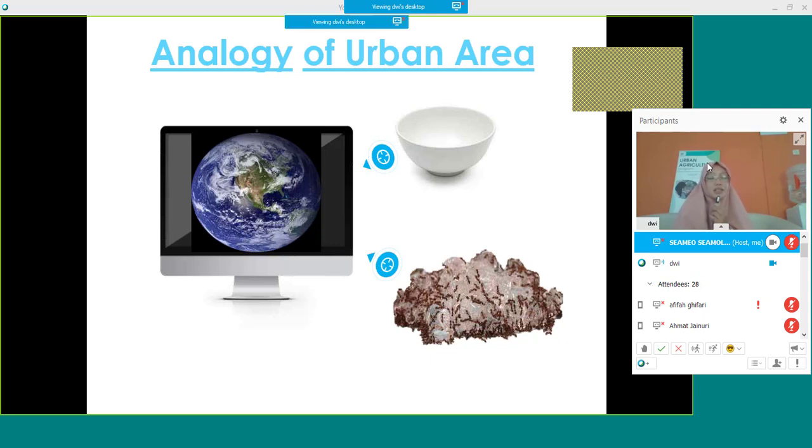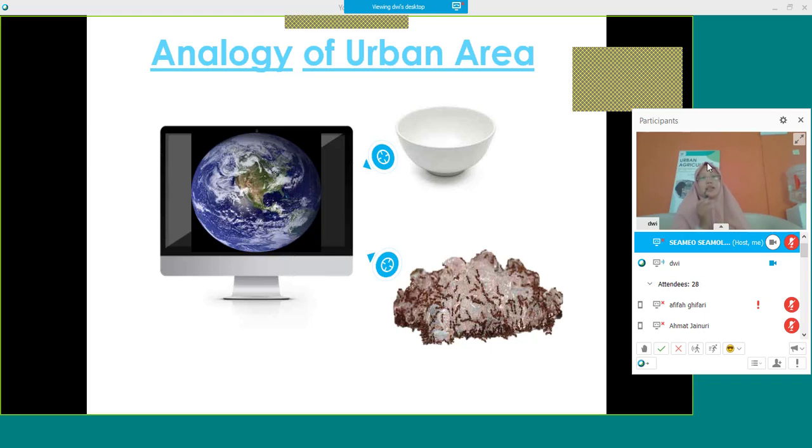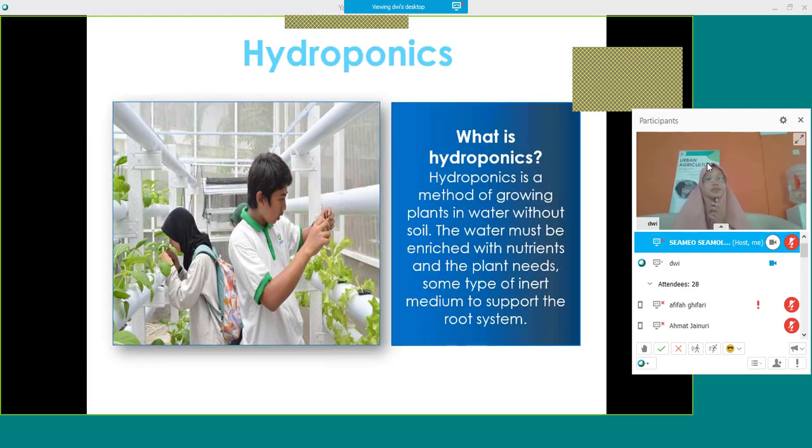To keep the natural resources, especially fruit and vegetables, people can implement a hydroponic system for planting fruit and vegetables in their daily life. So hydroponic is one of the new innovations in urban farming implementation. What is hydroponic? Hydroponic is a method of growing plants in water without soil. The water must be enriched with nutrients the plant needs, and also some type of inert medium to support the root system.